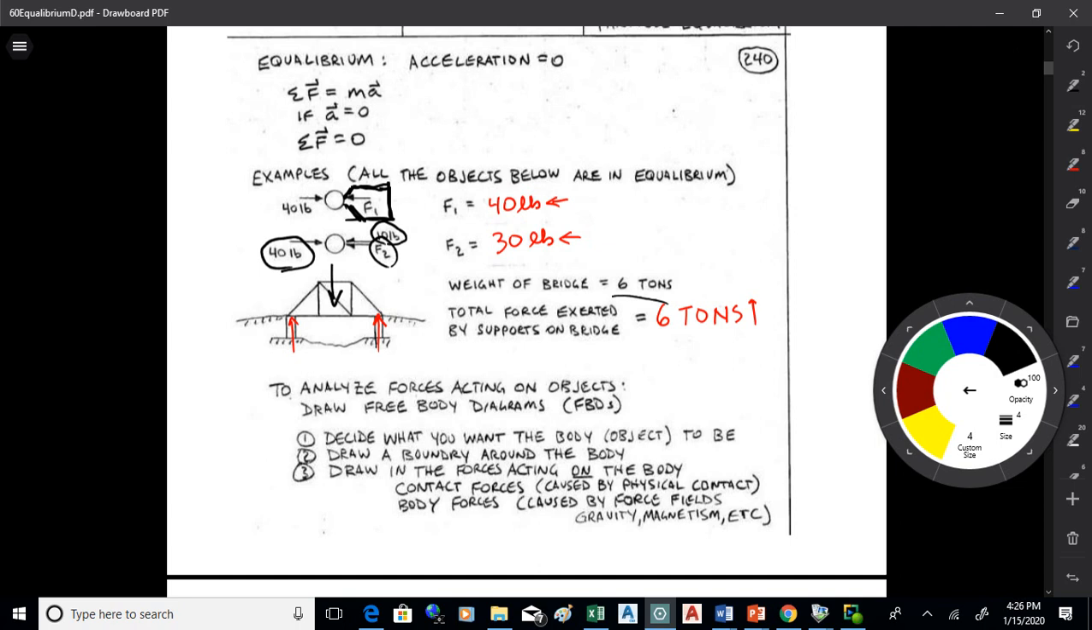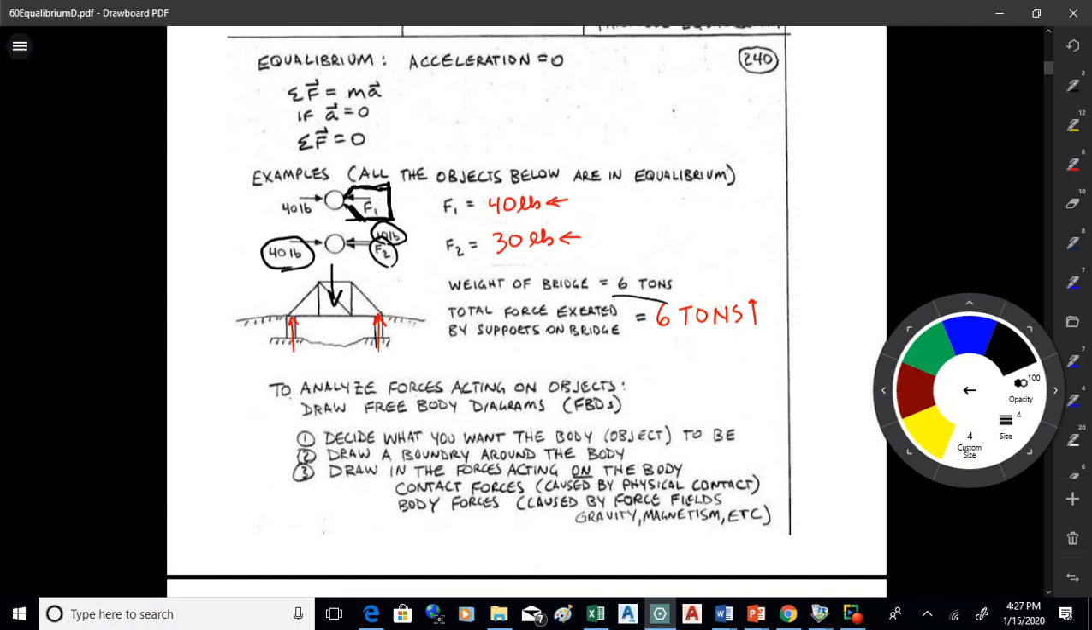So to analyze the forces acting on objects, we draw up what are called free body diagrams, which is kind of a funny word. I like to call them force diagrams because it makes more sense. Free body means an object that you're just looking at as though it's in space, and then it's a diagram that you draw up. So that's where that term comes from. It's very commonly used, FBD, sometimes just to abbreviate it. Okay. So these are just force diagrams, is how I think of them.